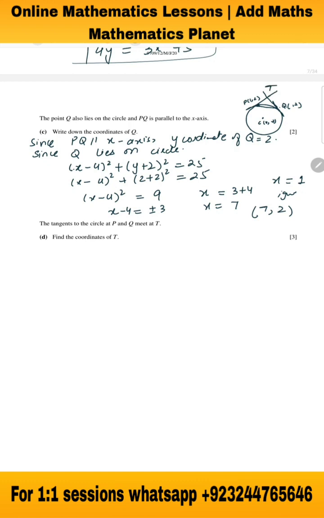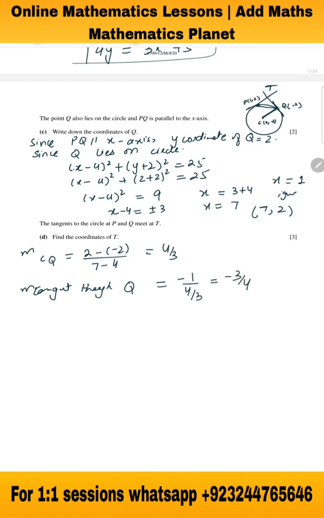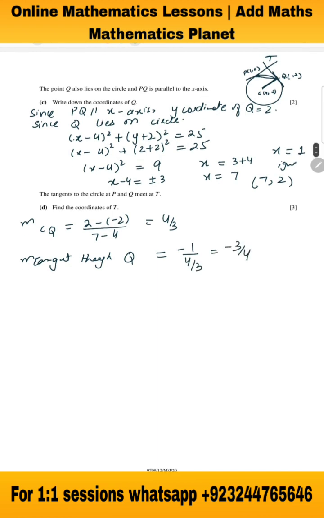So the gradient of CQ, the measurement of this line CQ, would be equal to 2 minus 2 divided by 7 minus 4, which is equal to 4 by 3. So the gradient of the tangent which is coming through Q will be equal to minus 1 over 4 by 3, which is equal to minus 3 by 4. Okay, now the equation of the tangent.